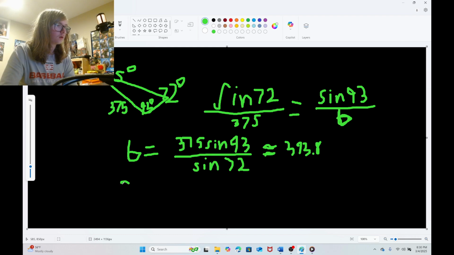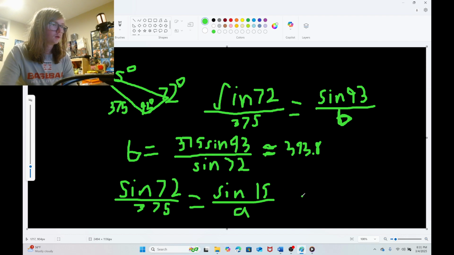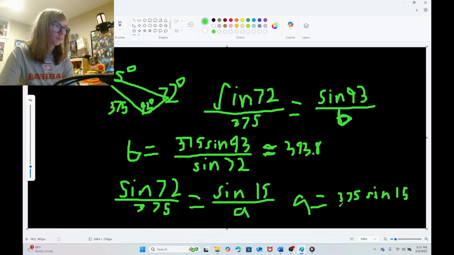So we can take our sine 72 over 375 and bring it back to sine 15 divided by A, and we know that A is going to equal 375 sine 15 divided by sine of 72.